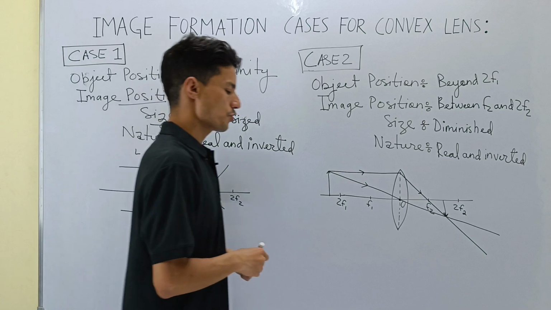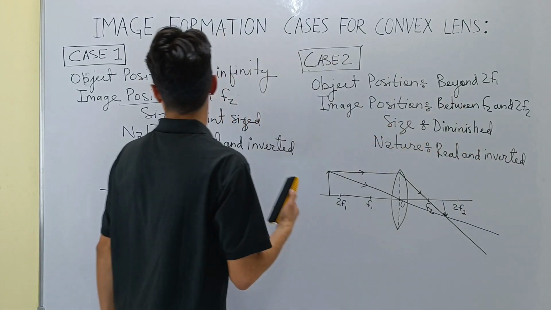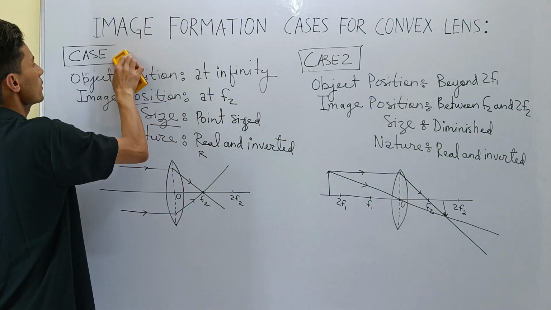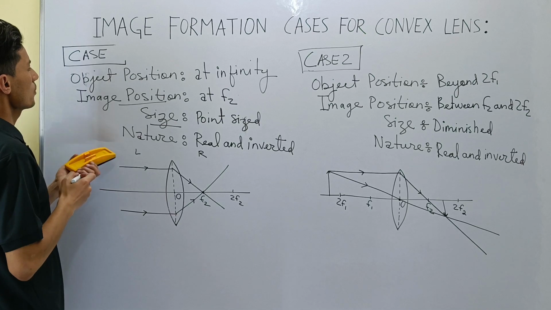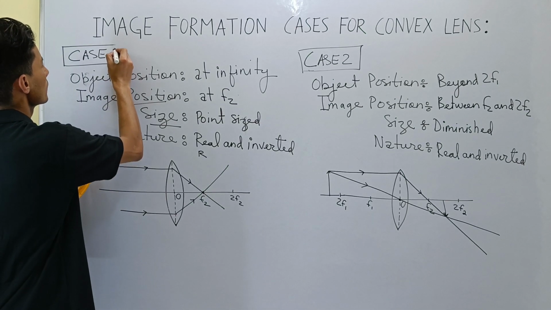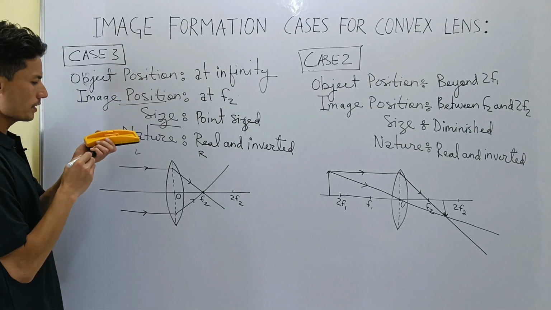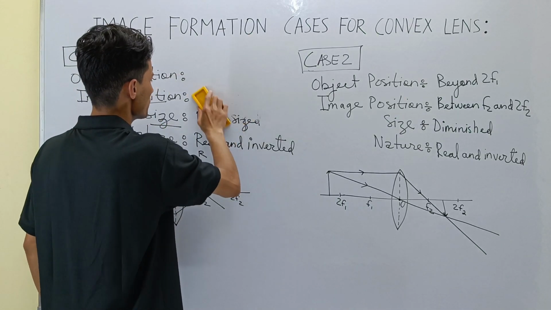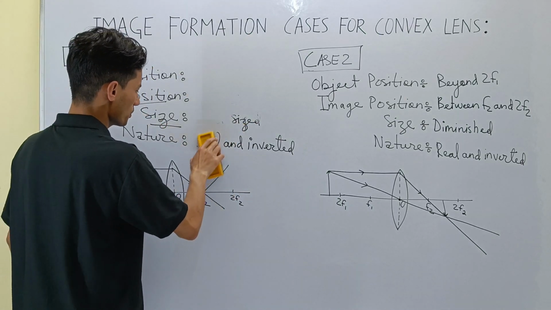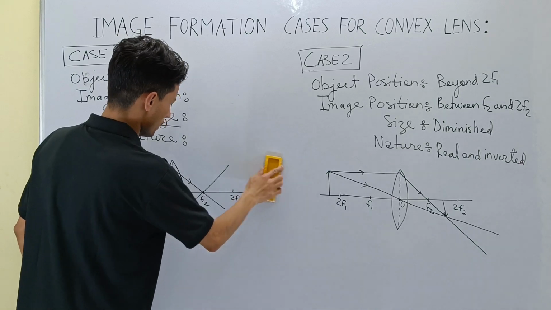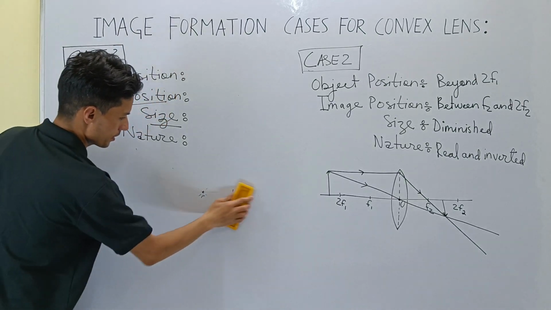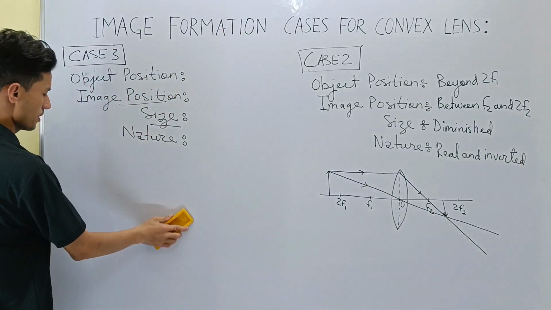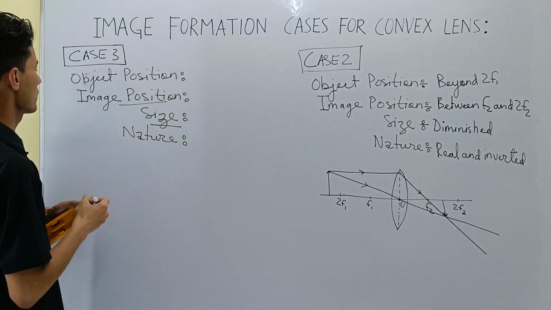Now we have case 3 and case 4. So let us write those two cases here. Now we'll go to case 3 and then we'll be writing the same thing. So let me just erase this because these things will change but the headings will not change. Even the ray diagram will change. Now we are going to case 3.